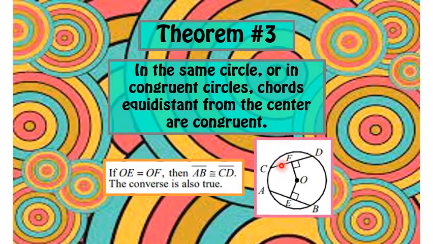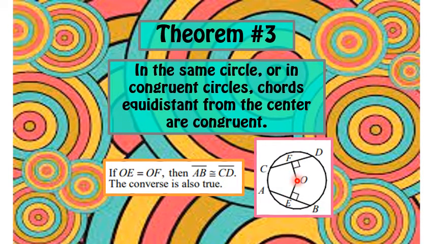If they're perpendicular, remember from the last theorem, then that means that this little segment CF and this segment FD are going to be congruent because it bisects the chord. Same thing down here, this would be bisected. What they're telling us here is that in this circle, if these chords are equidistant from the center of the circle, then the chords are congruent.